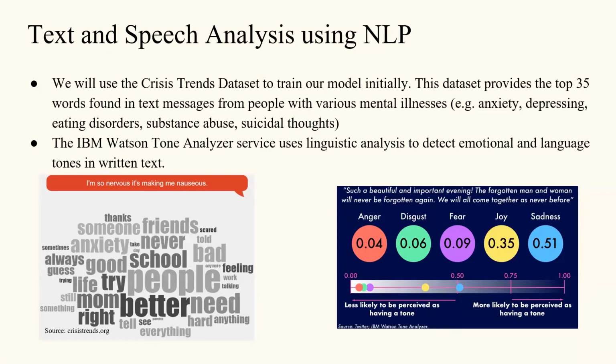Hello everyone, I'm Hao. I'm going to take care of the text and speech analysis using NLP. So just as Ava mentioned, we are going to use the Crisis Trends dataset, and also we are going to use the phone features like microphone and video to analyze the user's tone, like for example, the IBM Watson Tone Analyzer. As a human being, we all know the words on the bottom right are a very sad sentence, but for a machine, there's no way it can know naturally. So with this API and this tone analyzer, the machine will know this is sadness.